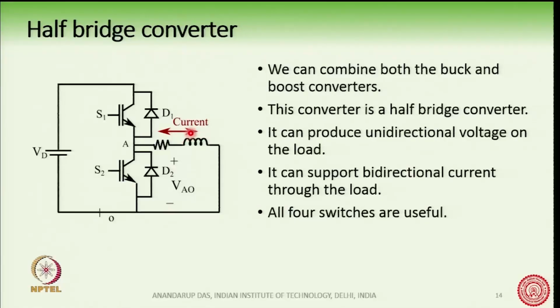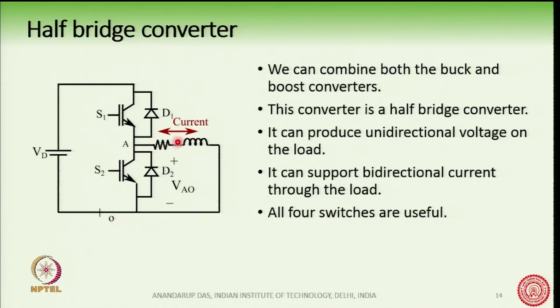So, we see that in this half bridge circuit, the voltage at point A can be controlled by the switches S1 and S2. If we measure the voltage at point A with respect to point O at the bottom, then the voltage at point A can be either 0 or Vd. So, when the lower switch is on, the voltage between A and O is 0, and when the upper switch is on, the voltage is Vd. So, the voltage between point A and O is unidirectional.